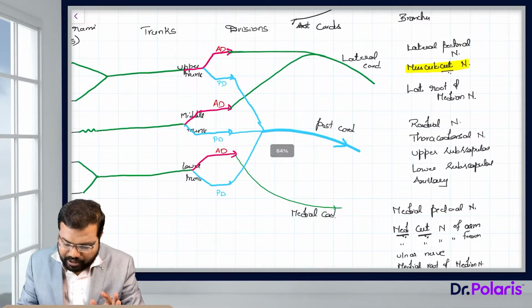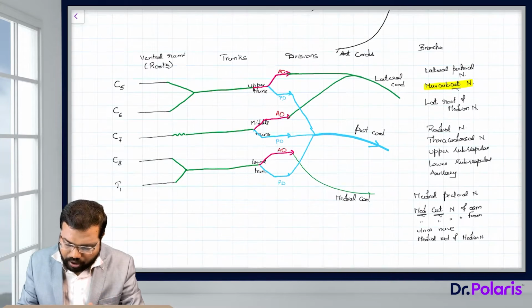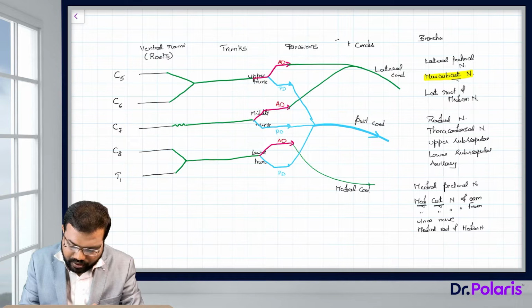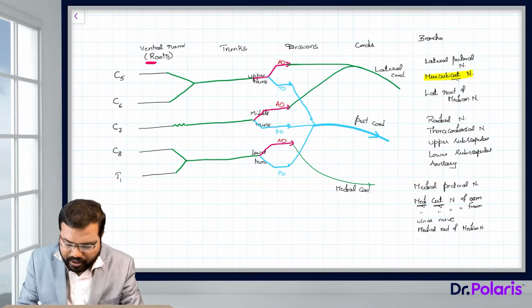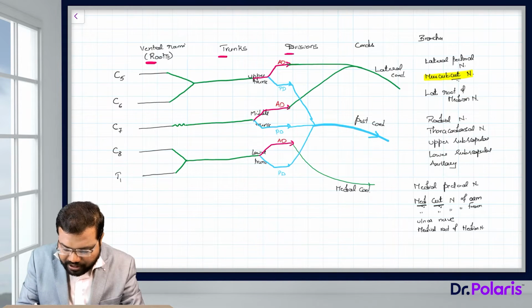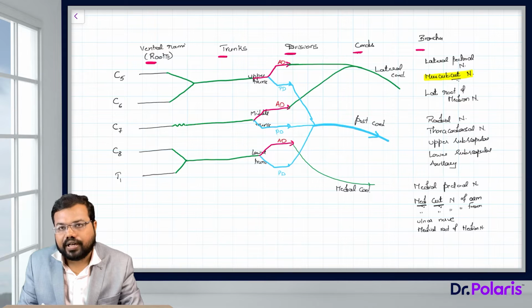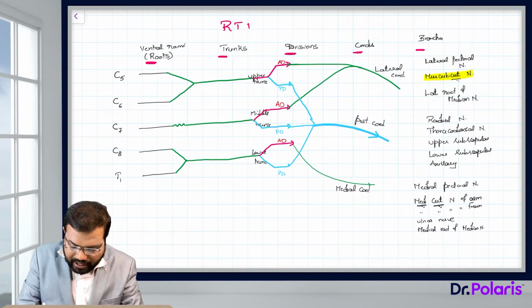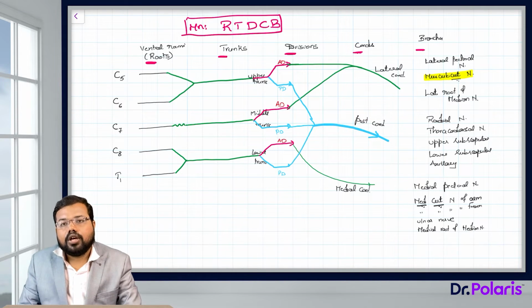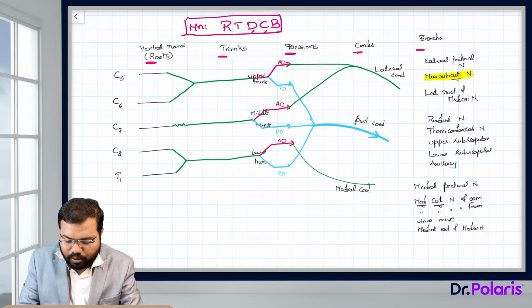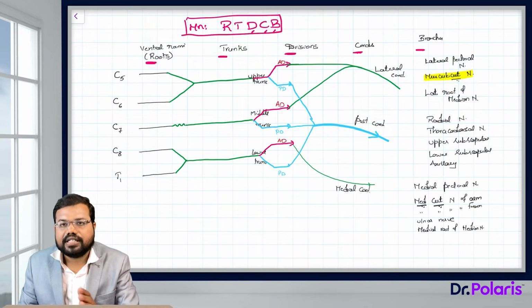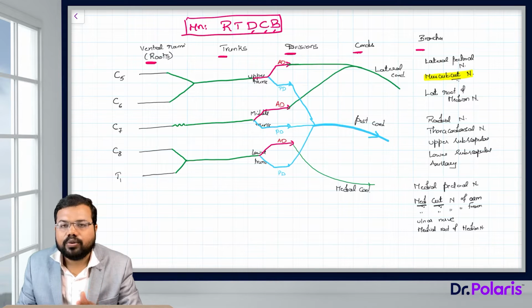From medial to lateral, the structures that form are initially the roots, followed by the trunks, which form the divisions, then the cords, and finally the branches. So the mnemonic is RTDCB. Just remember in this sequence: roots followed by trunks, followed by divisions, followed by cords, and cords followed by the branches. RTDCB. This is the brachial plexus from medial to lateral.